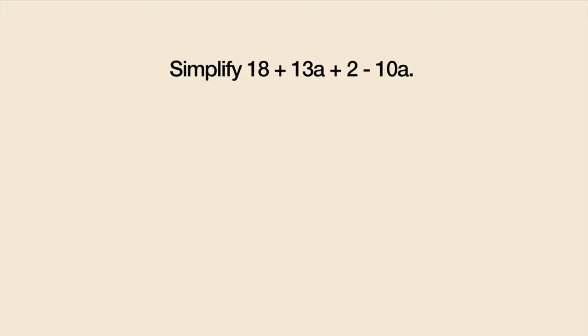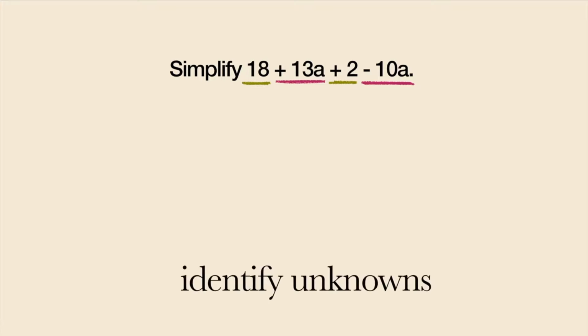The first thing I will do is to identify the unknowns. In this case, there's one unknown, which is a. We've got 13a and negative 10a, so what we should do is to combine them. This is an expression, by the way, with four terms. One, positive 13a, second term, positive 2, and negative 10a.